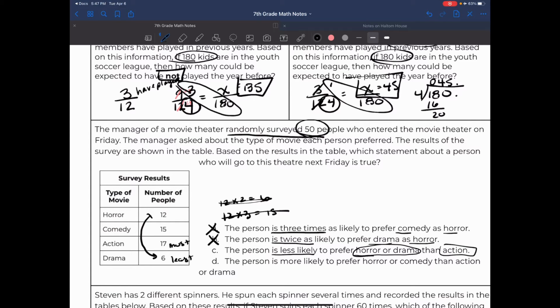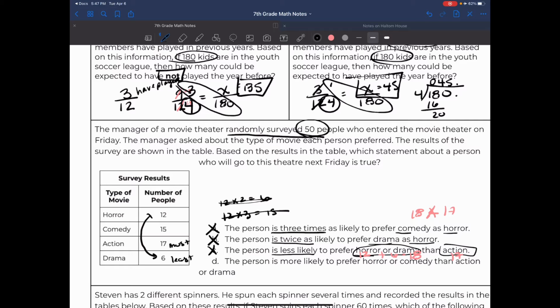Looking at answer choice C, the person is less likely to prefer horror or drama than action. So now let's put together horror and drama. So horror is 12, drama is 6, and if I put those together, that's what, 18? So are they less likely to prefer horror or drama than action? And action is 17. And since 18 is not less than 17, it's greater than 17, then I know answer choice C also cannot be it. Which, yes, means answer choice D is my answer. However, clearly, we're going to go over it just to validate and justify that D is the final answer.